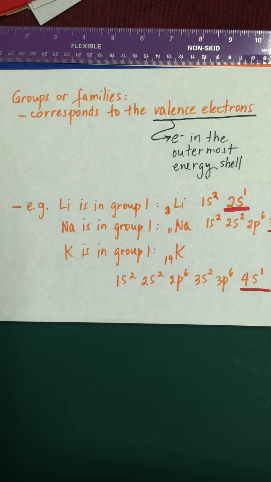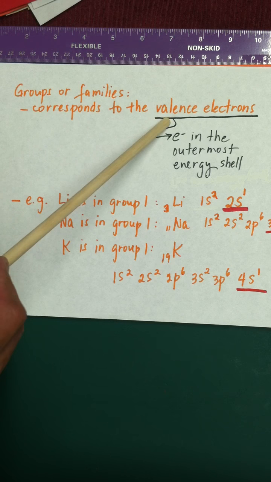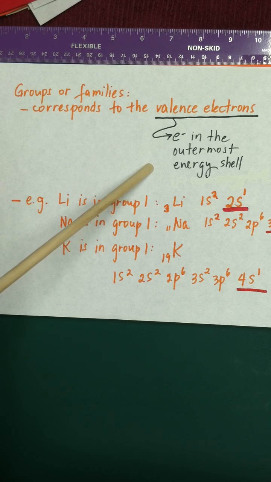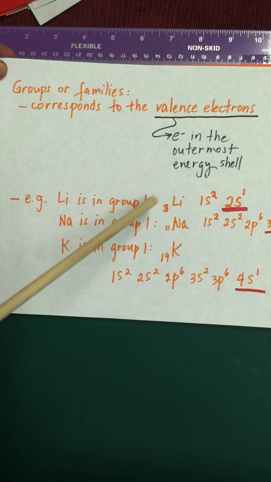All right. Groups or families. The group numbers correspond to the valence electrons. And what are valence electrons? These are the electrons in the outermost energy shell of the atom.